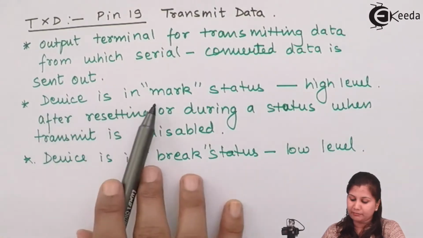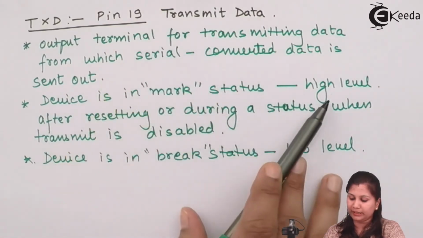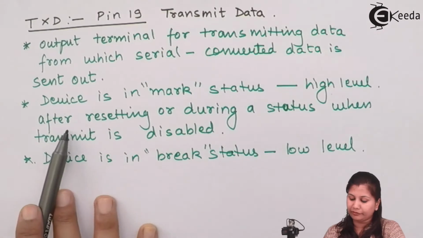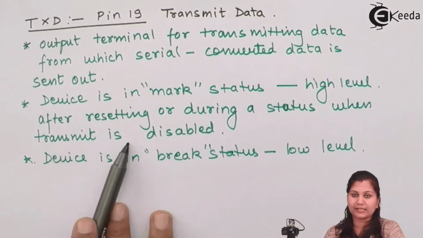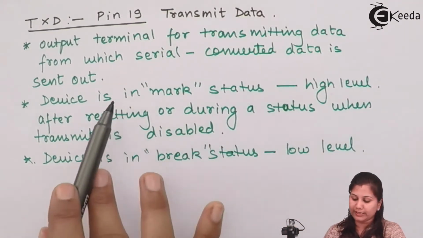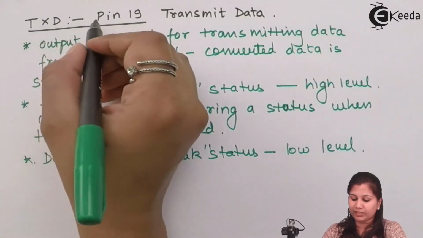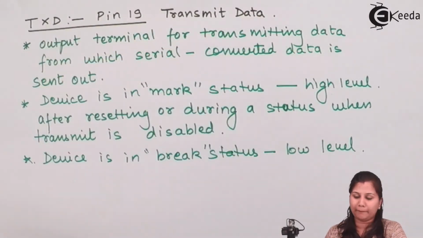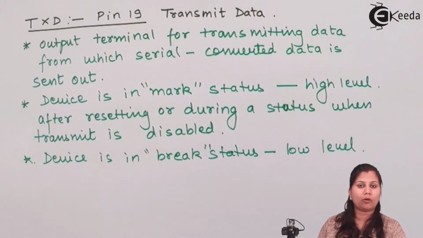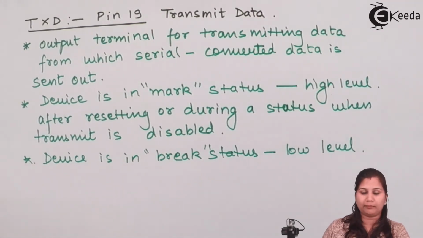Now the device is in mark status when this transmit data is at high level, after resetting or during a status when transmit is disabled. This can be done by writing the status and the command words. We can write the control word in the form of a command. We can set the mode, and we can enable this transmit data pin. We can also disable this by the command words only. So this pin can be enabled or disabled by using the command words.